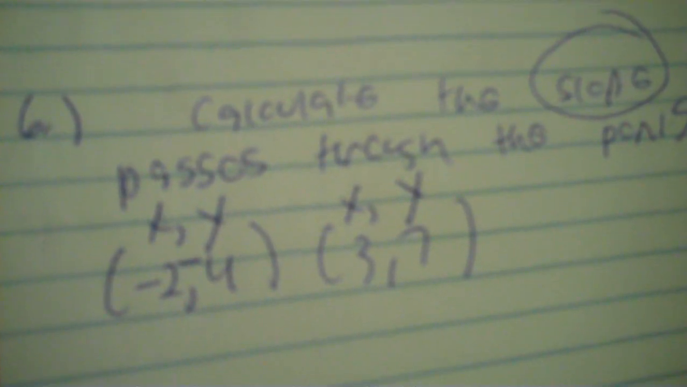Okay, number 6. Calculate the slope that passes through the points, okay? So you have negative 2, negative 4, excuse me, and 3, 7. So x y, x y. Okay, you're just finding the slope. You're not writing the full equation, okay?